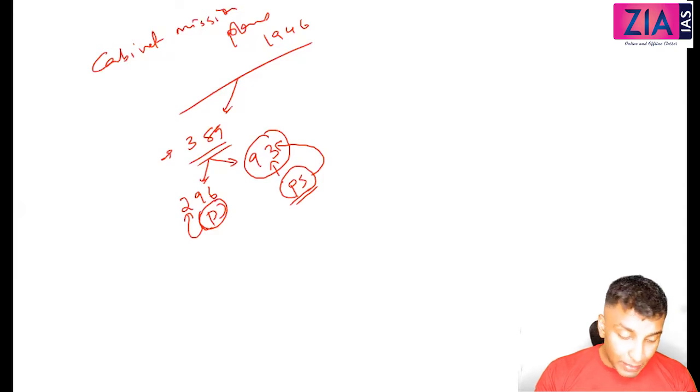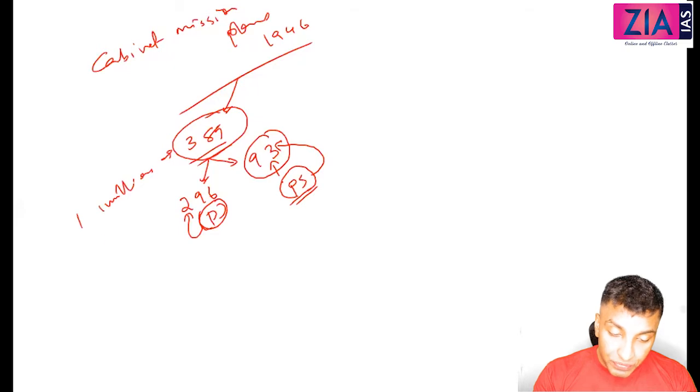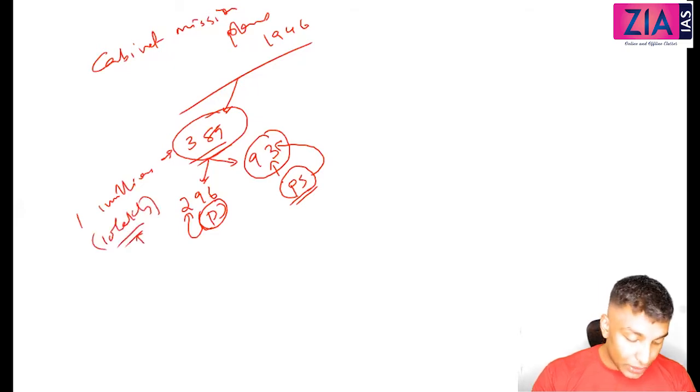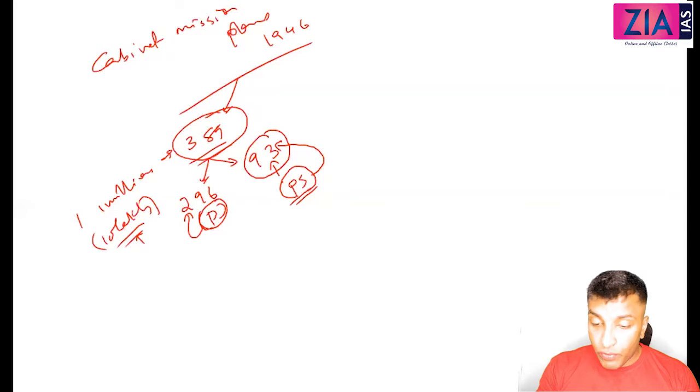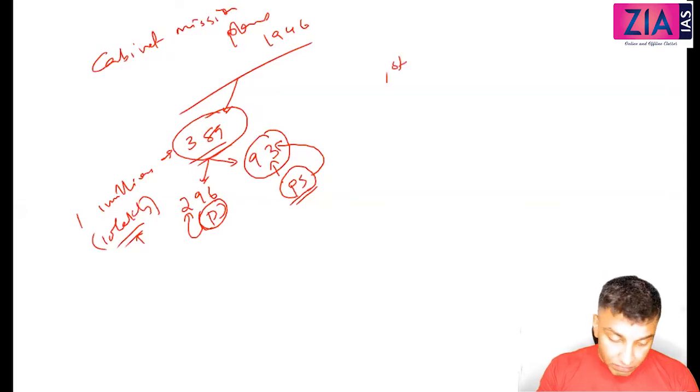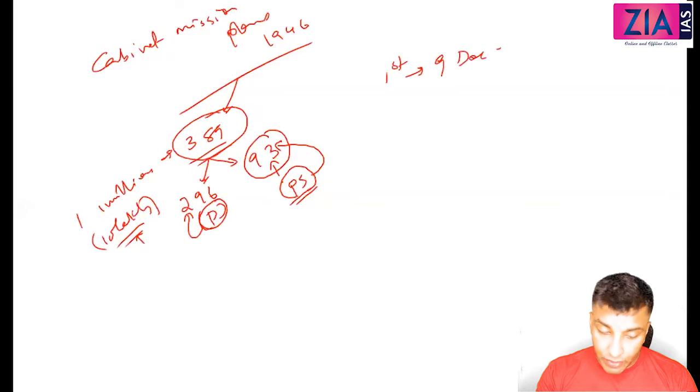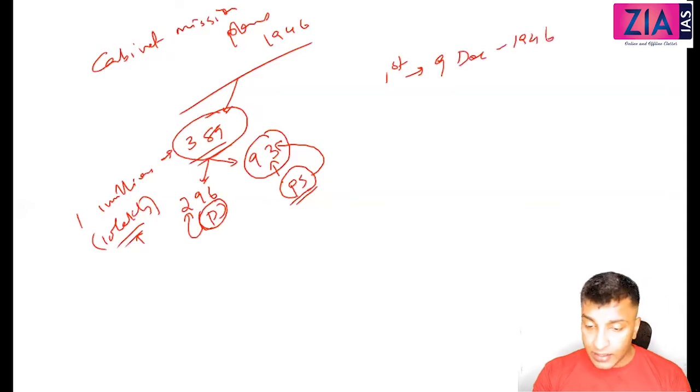It was set up in November 1946. Based on what criteria was this number fixed? It is based on one member for 1 million population, like one member for 10 lakh people. That is how it is divided. Now, when was the first meeting? The first meeting was on 9th December 1946.